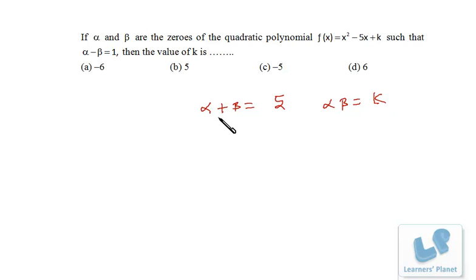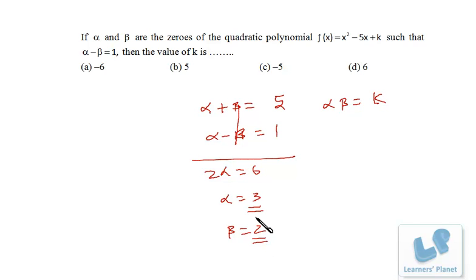And alpha beta is constant term by coefficient of x square. So that's k. Now alpha plus beta is 5 which is given to us, and alpha minus beta is 1, that's also given. So we can get the value of alpha and beta both as well. Just add these equations. So 2 alpha is 6, that means alpha is 3, right? If alpha is 3, if we put the value of alpha over here, we'll be getting the value of beta, that's 2, right? So alpha is 3, beta is 2. Now we put the value of alpha and beta over here. So k will be 3 into 2, that's 6, right?